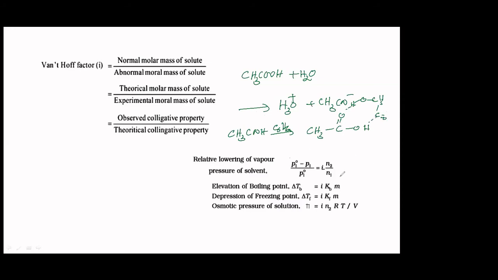like this. So this is association and this is dissociation, okay? Or theoretical molar mass divided by experimental molar mass. But in all the other colligative properties, it is the experimental colligative property divided by the theoretical one. So if you know this, you will be able to calculate the value of i.